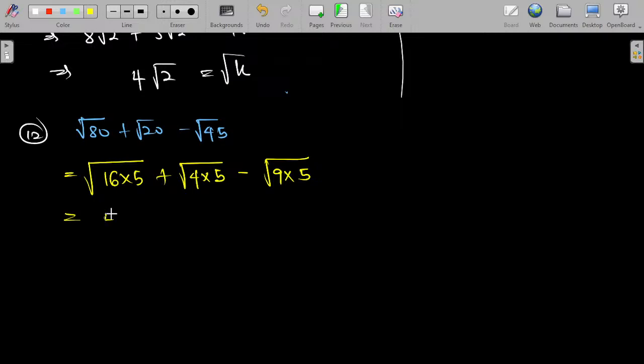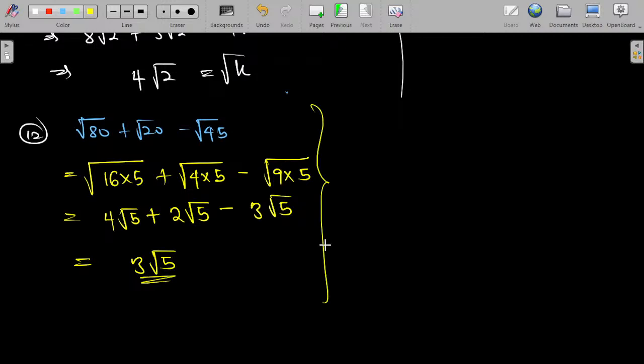The root of 16 is 4, so root 5 still remains. Root of 4 is 2, root 5 still remains. And root of 9 is 3, root 5 still remains. So we have 4 plus 2 is 6, minus 3 is 3, then root 5 finally, and that is the solution.